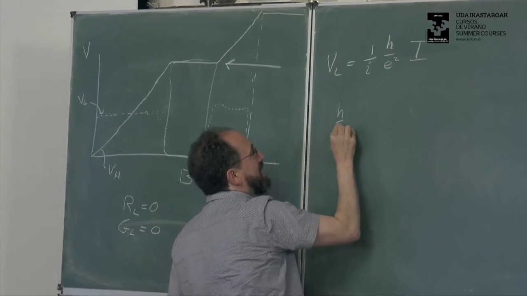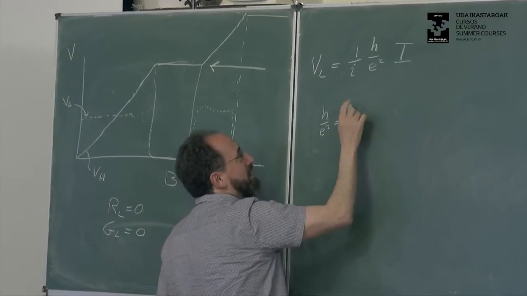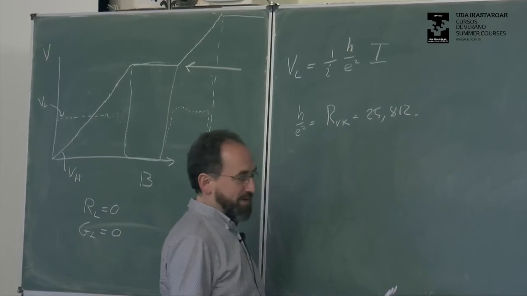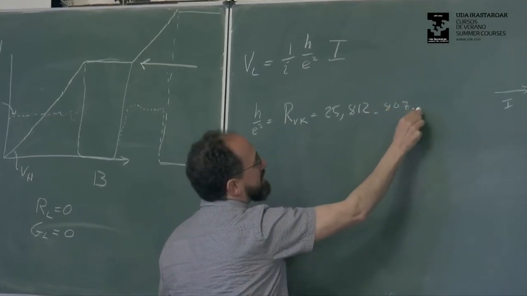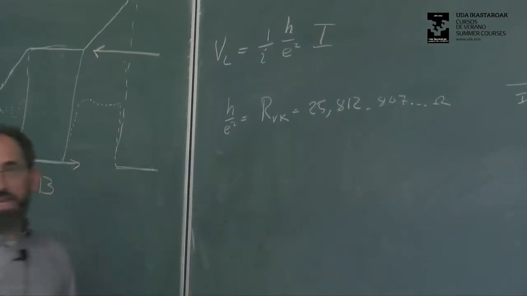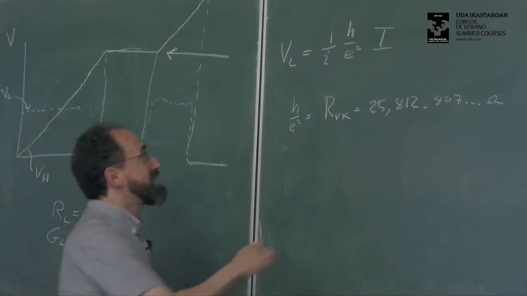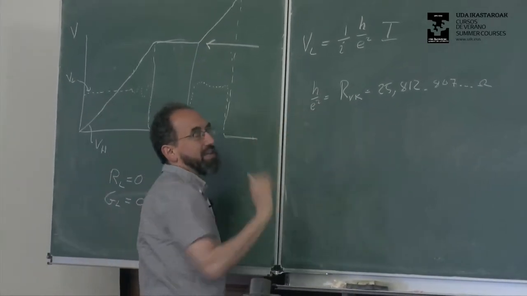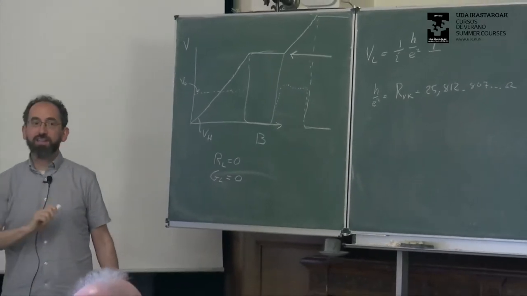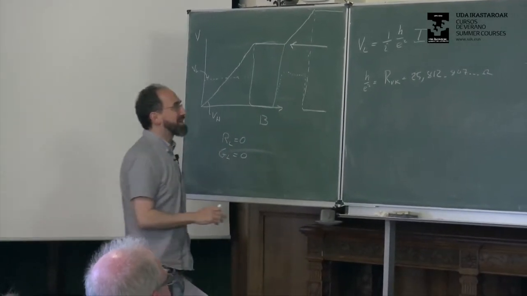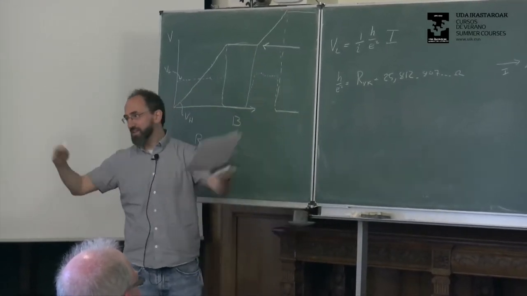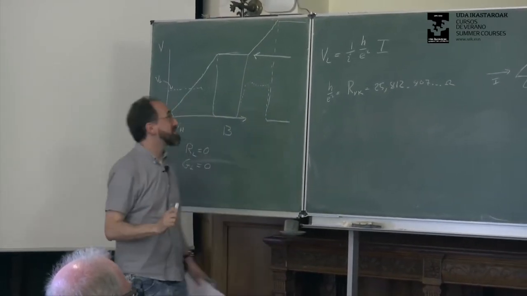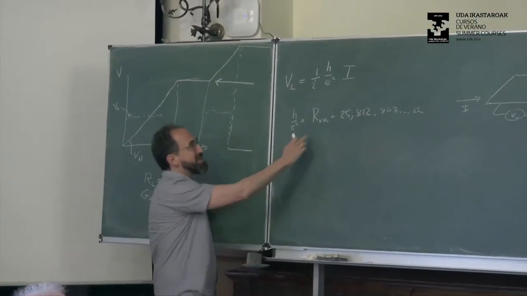H over e squared is now known as the von Klitzing constant, R von Klitzing, which is 25,812.807 ohms. H over e squared is now exact in the new International System of metrology. H and e are both numbers that are precisely defined, so those are exact statements. So the von Klitzing constant is exactly defined, it's some number which has 14 digits, and that is exactly what h over e squared is. The statement, which is non-trivial, is that when you do this experiment, you measure exactly this number.